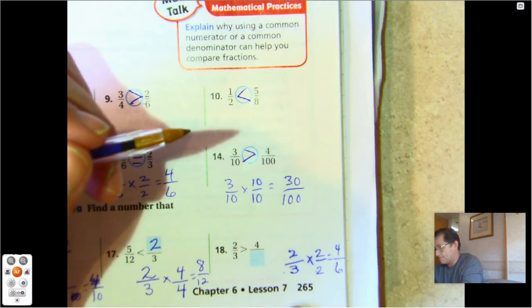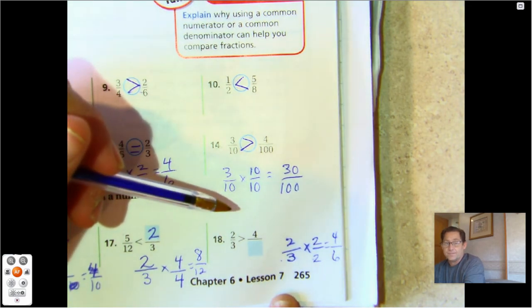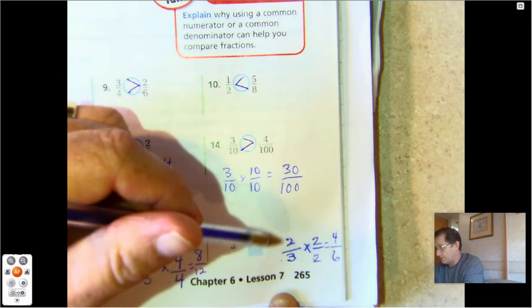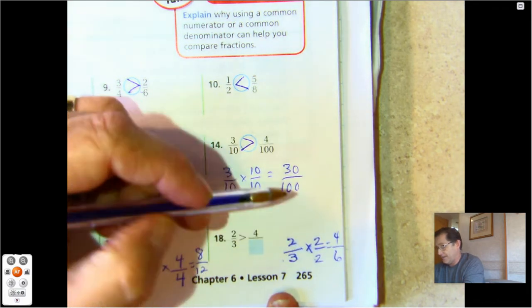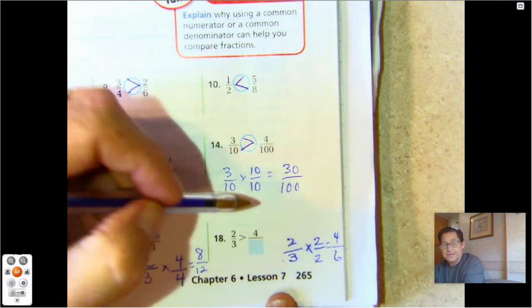So that would make it equal, right? If I multiply 2/3 by 2 over 2, that would give me 4/6. So those would be equal. So I can't have 4/6.